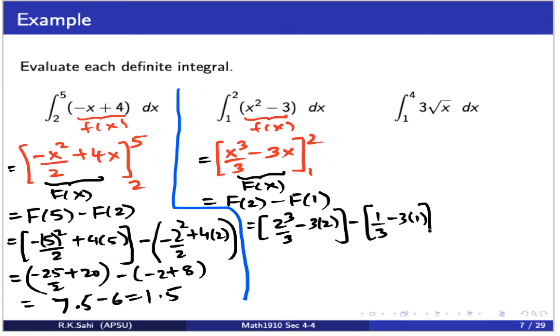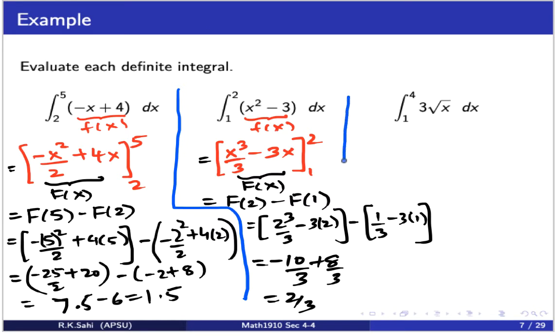And when you do the math, what are we going to get? We're going to get 8/3 minus 6, and 8/3 minus 6 is minus 10/3. And then this would be 1/3 minus 3, which is minus 8/3, or plus 8/3. Final answer, 2/3. Okay.